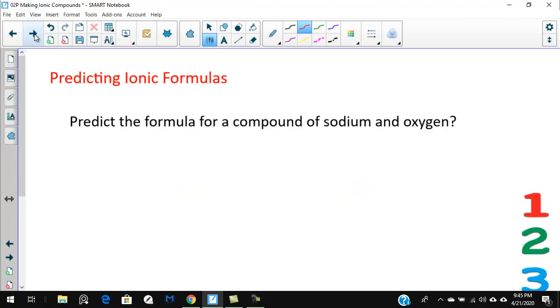Now, when you go to predict formulas, this is one way of doing it. We're going to show you a short form in a little bit, maybe in the next video. But for now, we're going to use these ways of predicting formulas. So let's just do one more example together.